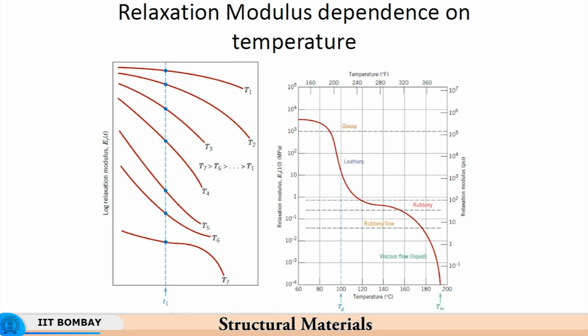Then if you start heating the material, as I said, van der Waals forces or secondary forces break up, and the material becomes softer, and finally beyond a certain temperature it becomes rubbery. This transition from a solid, hard material like glass to a rubbery state is called the glass transition temperature. So that is what is seen over here.